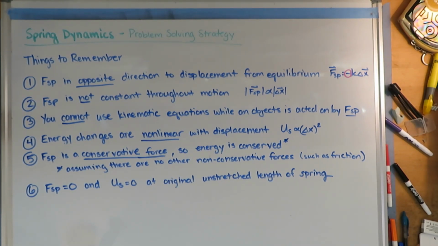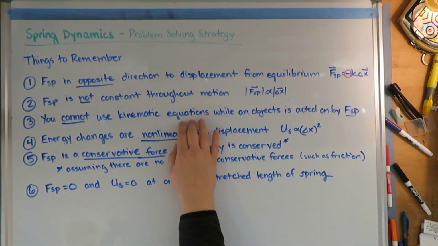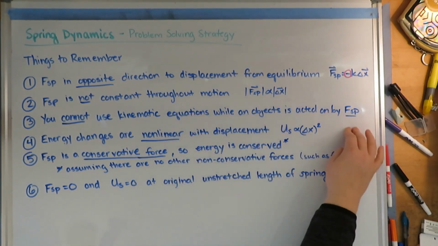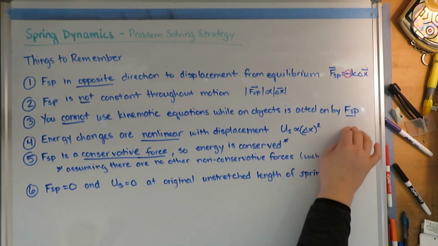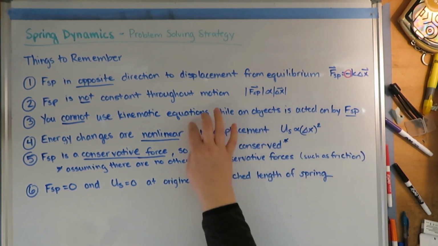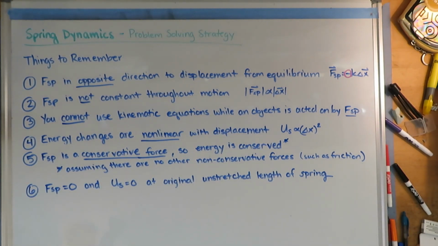You cannot, absolutely cannot use kinematic equations while an object is being acted on by the spring force. Now, we're going to do a problem with a train pulling a spring, and the train itself was going at a constant speed. So therefore, whatever force is driving the train is equal to the spring force. But that doesn't mean that the force that the train is exerting is constant at all times. It just means that they were always equal. So you cannot use the kinematic equations, because if your spring force is constantly changing, then generally that means that your acceleration is going to be changing. And in order to use the kinematic equations, you have to have a constant acceleration. So that's one thing to keep in mind, is the kinematic equations are not your friend in this unit.